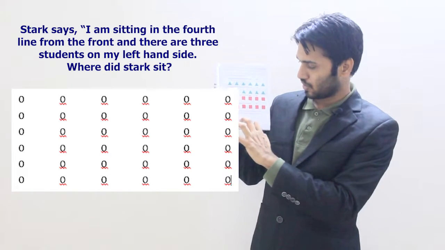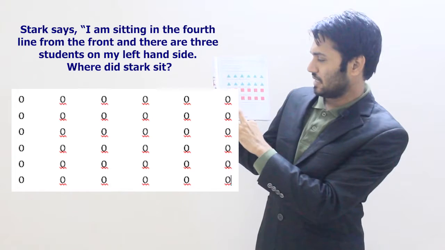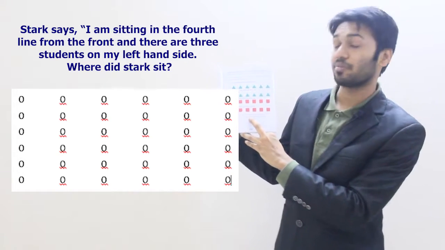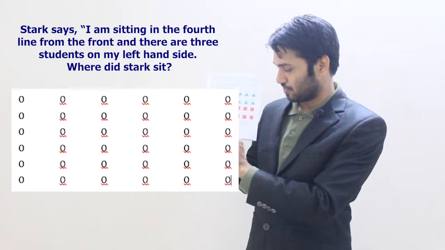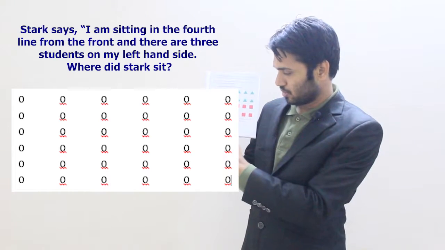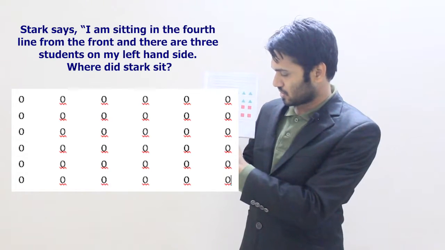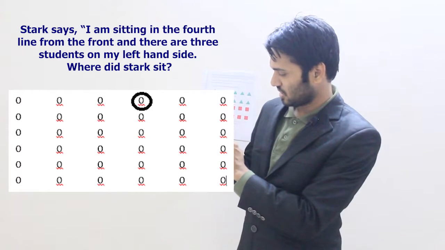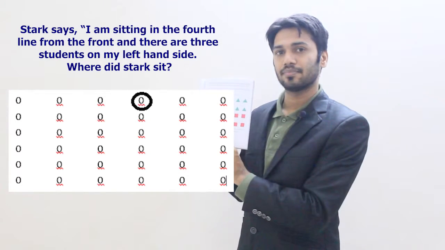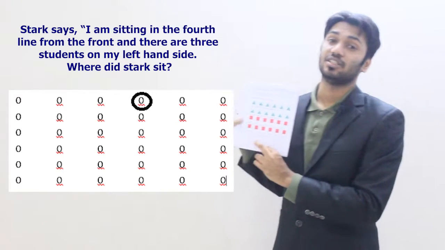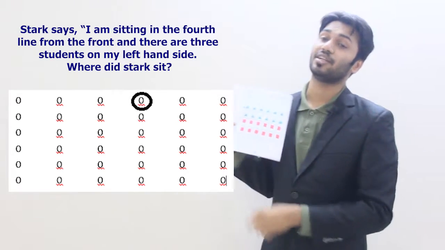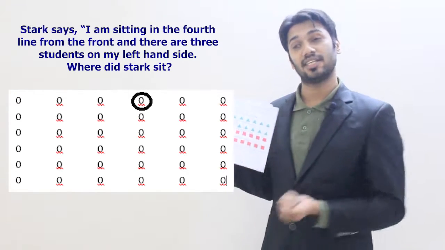Now what is it saying? I have 3 students on my left hand side. The left hand side should be this one. 1, 2, 3. These 3 students are not Stark, so Stark is sitting here. Do you understand? You need to find out this number. Ask the student to find out where Stark sits.